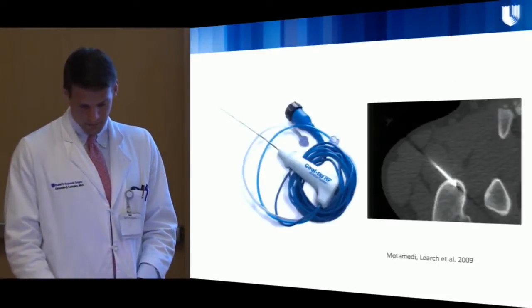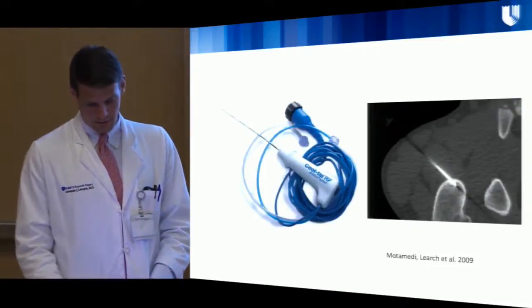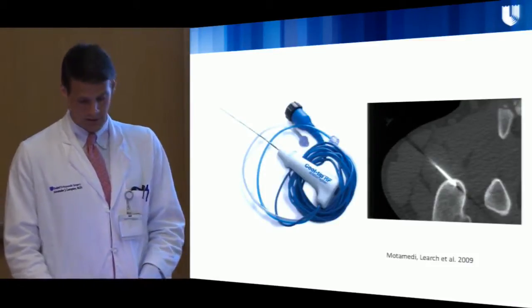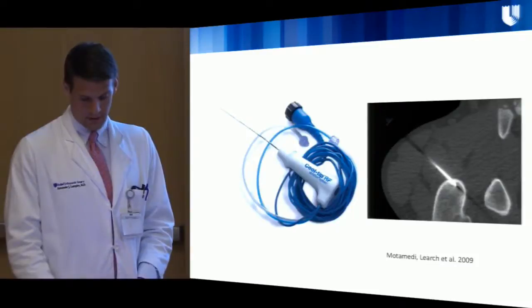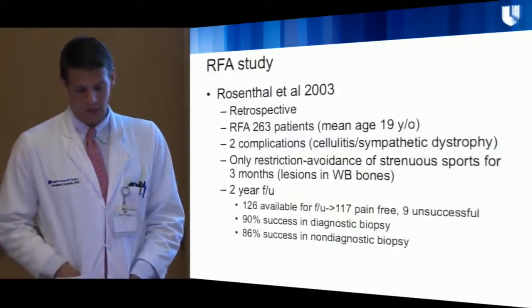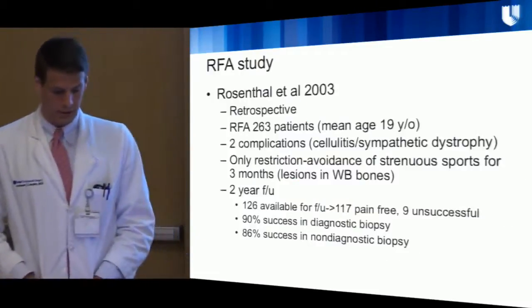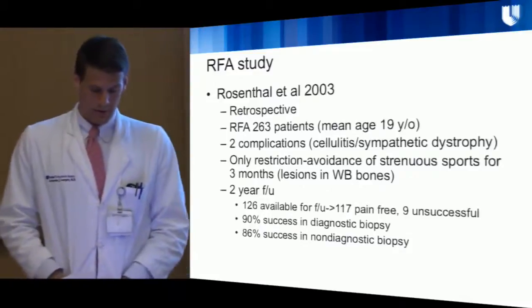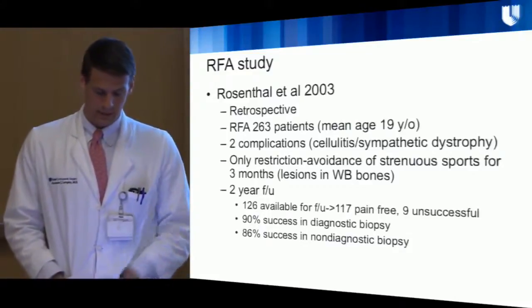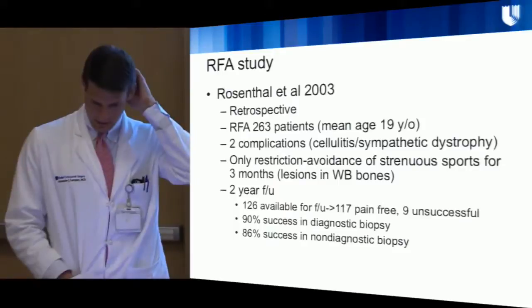So here's just a picture of one type. This is the cool-tip RF, and then CT imaging of it in the nidus. So Rosenthal did a retrospective review of 263 patients. There were only 2 complications. One had cellulitis, superficial cellulitis. One had a sympathetic dystrophy.